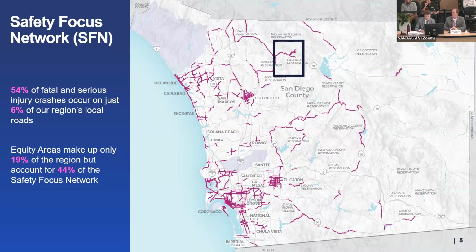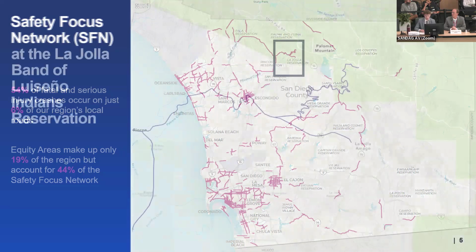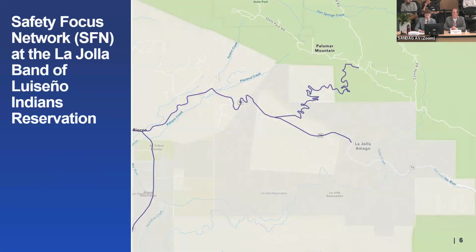And a bit of foreshadowing for our next presenters. The box here covers part of the La Jolla Band of Luiseño Indians Reservation, who we will hear from shortly. And if we zoom into their area of the county, we can see some roads in the tribal area that are represented on the Safety Focus Network. With a little more detail here, we're looking at Highway 76, South Grade Road going up Palomar Mountain, and Valley Center Road to the far left.